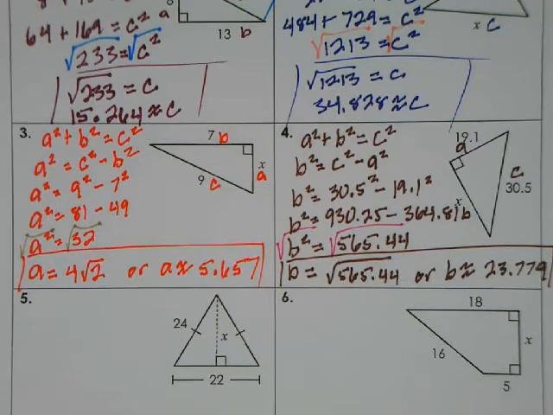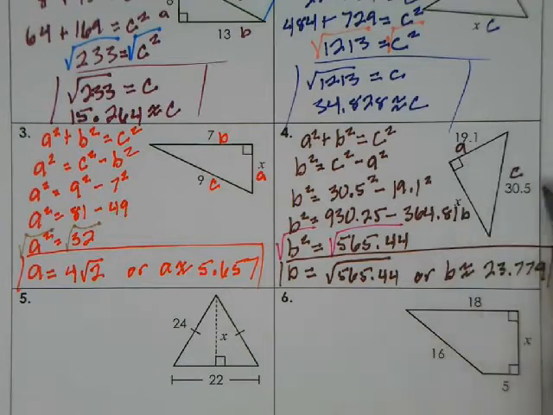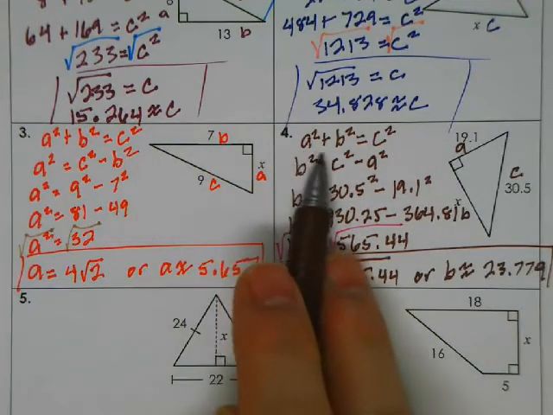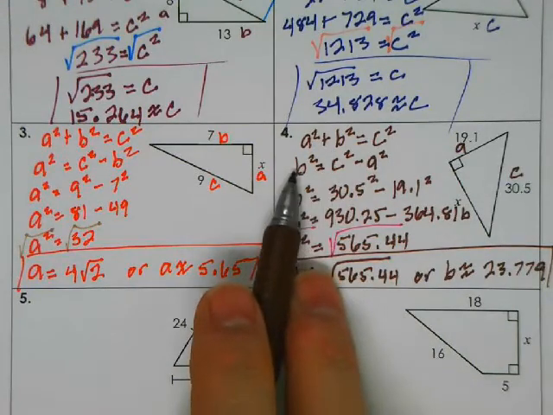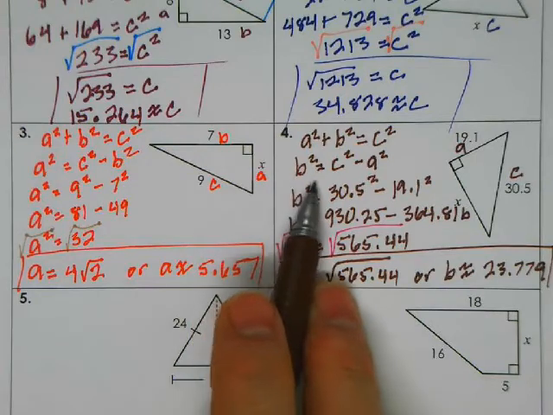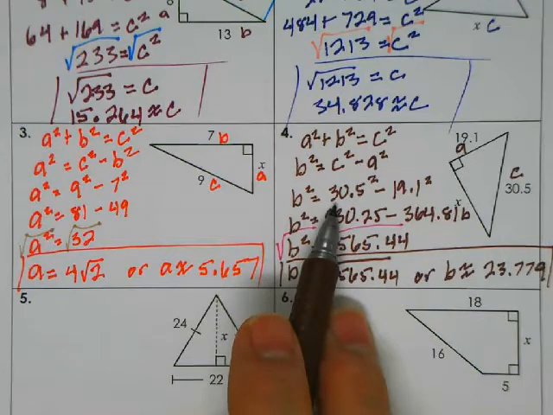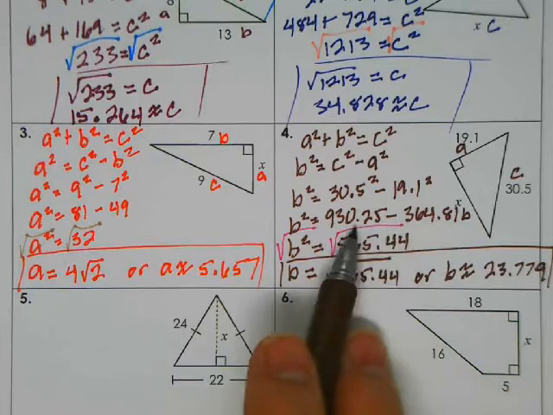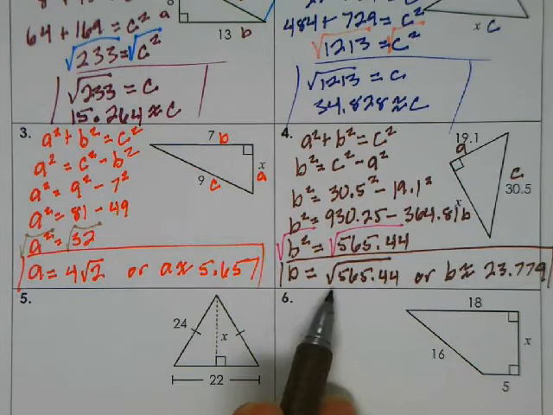What I'm doing on example 4 is I'm still looking at the short leg as being side a and the long leg as being side b, where the hypotenuse is always going to be side c. According to the Pythagorean Theorem, a squared plus b squared equals c squared, I can rearrange that by subtracting a squared on both sides to say that b squared is equal to c squared minus a squared. Then I just substitute the numbers, 30.5 for the hypotenuse, 19.1 for the leg, square both sides, take the difference of them, and I get this 565.44 value, and take the square root of both sides.